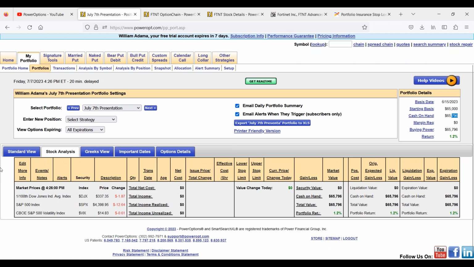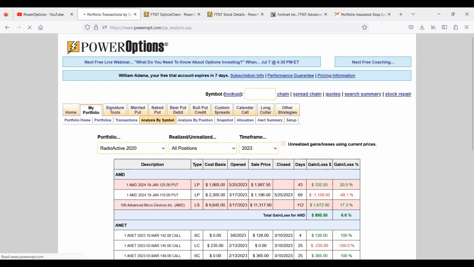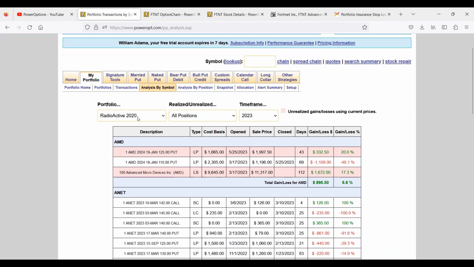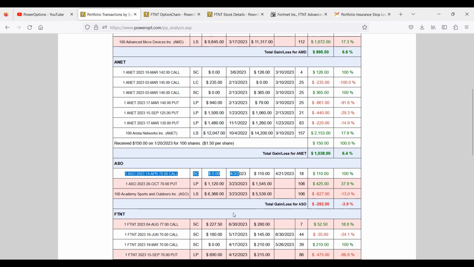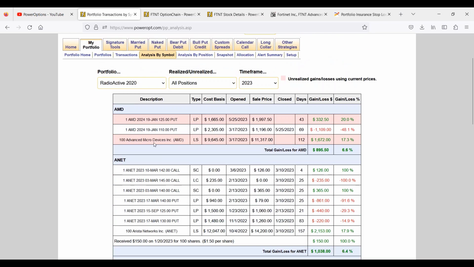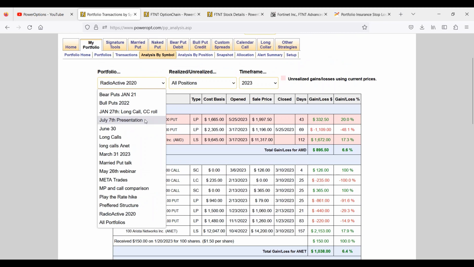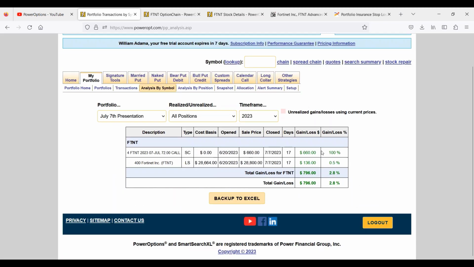Now, where's the position? Where can I find it? Well, I can now look under the other portfolio tools, analysis by symbol. Now, this is for the radioactive, but you can see here, closed positions are highlighted in white. Rolled or adjusted positions also. Open positions in that portfolio are in red, but we want to go to July 7th. And there's the total value of the Fortinet position, 2.8% total of the investment into the Fortinet trade, which reflected 1.2% in my total portfolio. The portfolio view only tracks open positions.